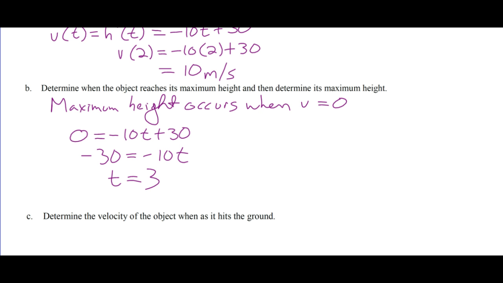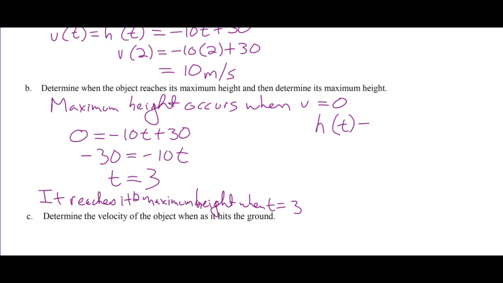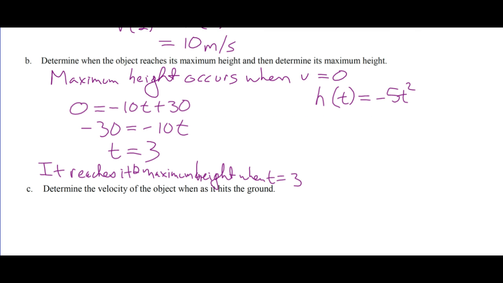Now, and then it says, and then determine its maximum height. So how are we going to find its maximum height? Yeah, substitute 3 into h of t. So here we could just say it reaches its maximum height. Reaches its maximum height. I never know when to use apostrophe. Yeah, maximum height, when t is equal to 3. So we have h of t is negative 5t squared plus 30t plus 15.